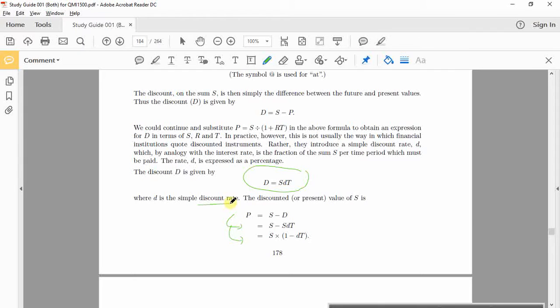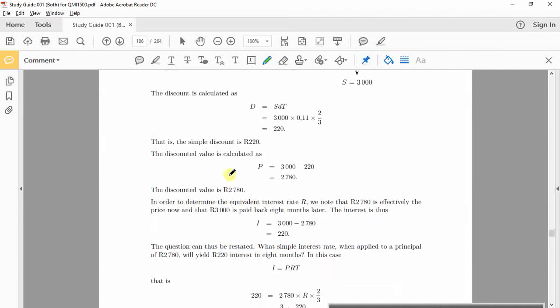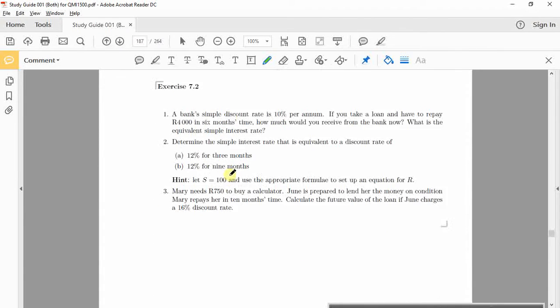They have to tell you in the question if it's simple discount or simple interest. If it's simple discount, then I use this formula. If it's simple interest, then I use the other one. Again, a bit more activities. You can look at some examples there.